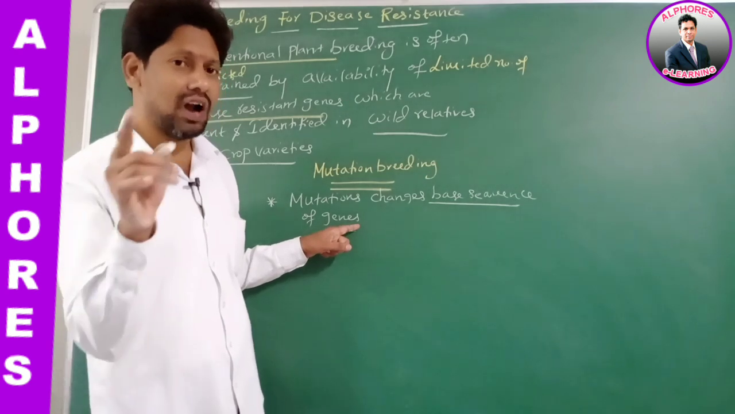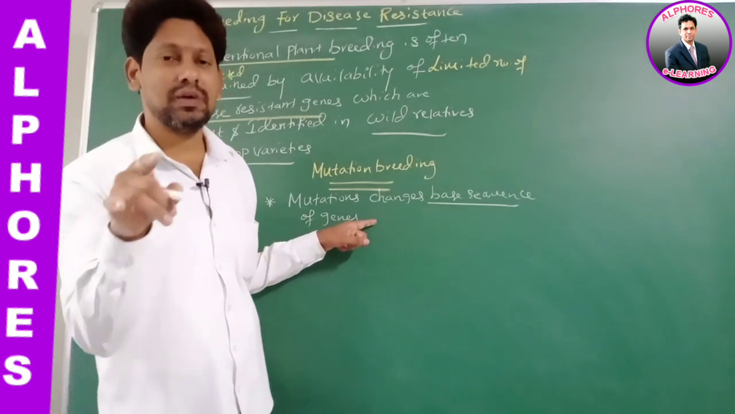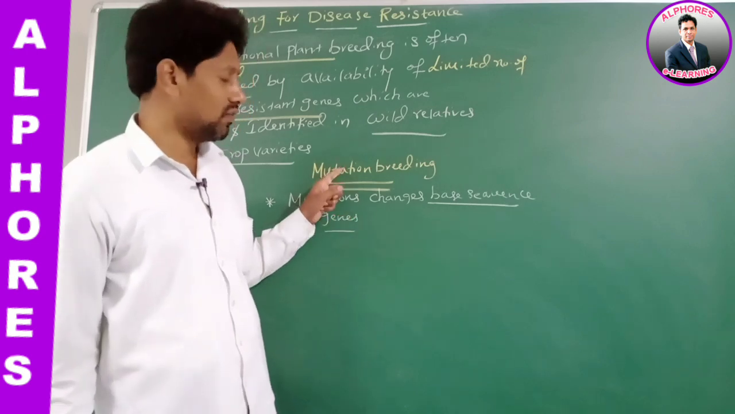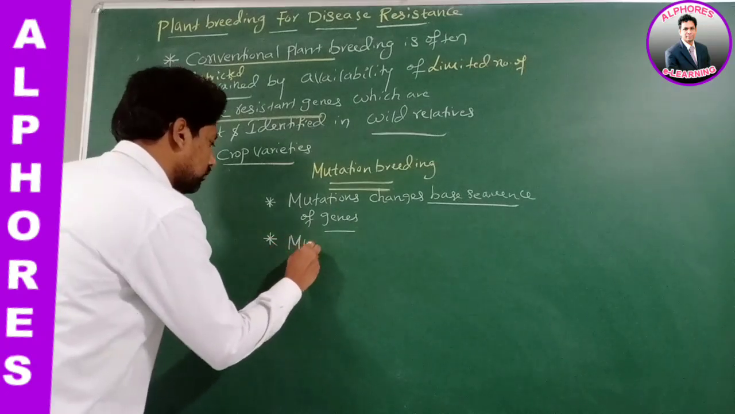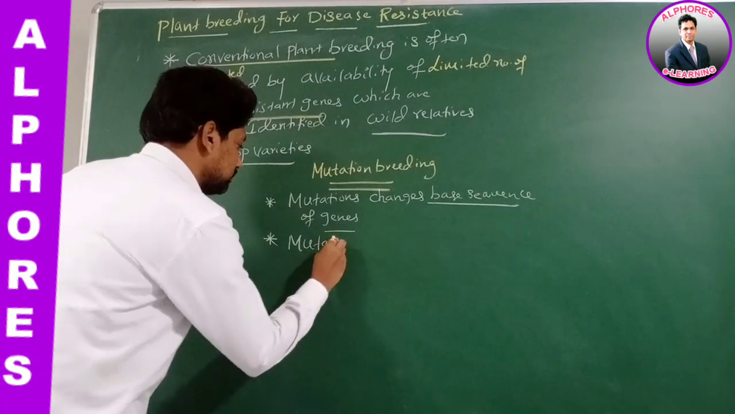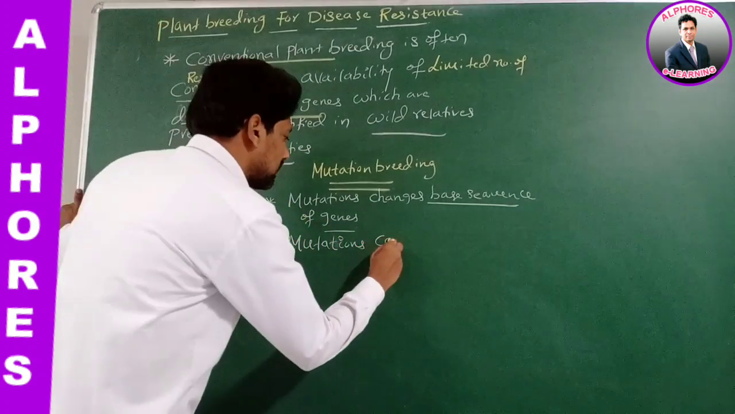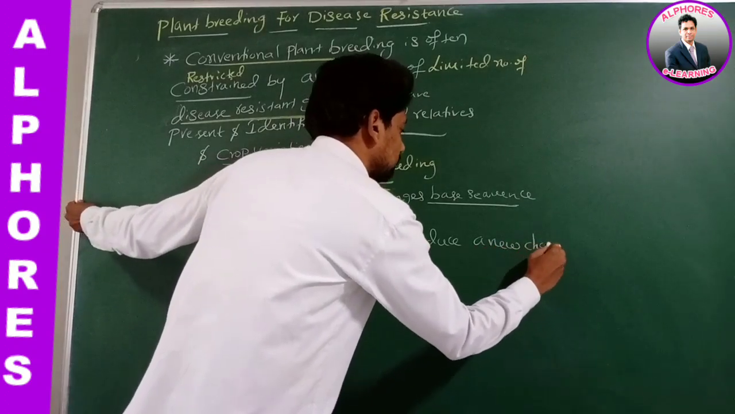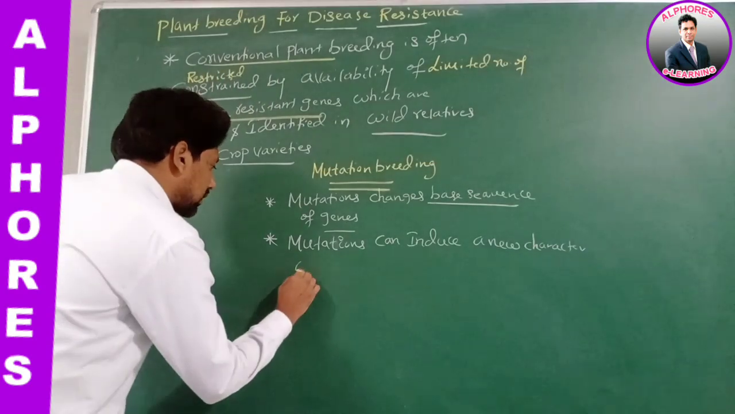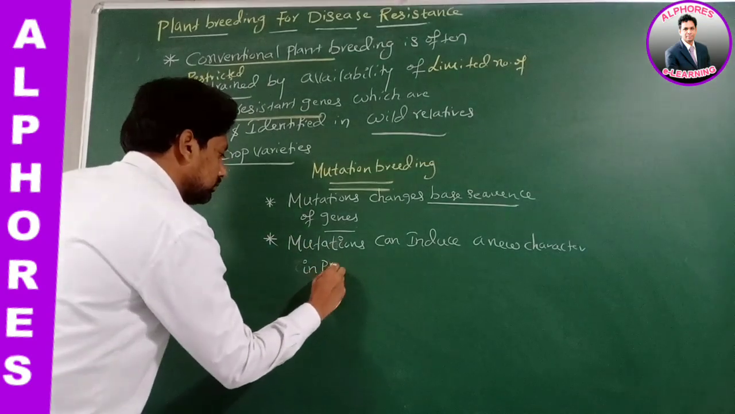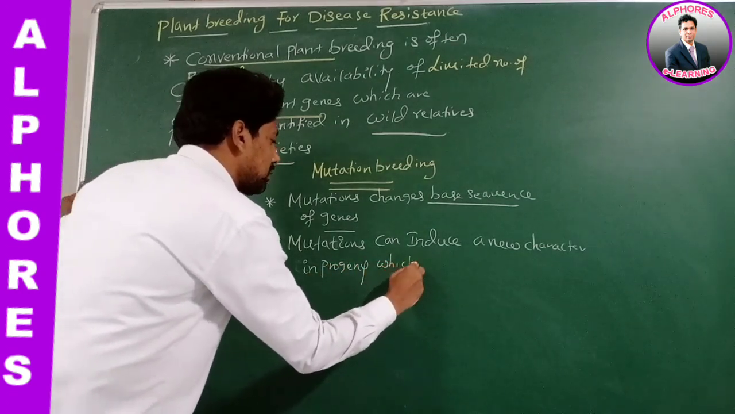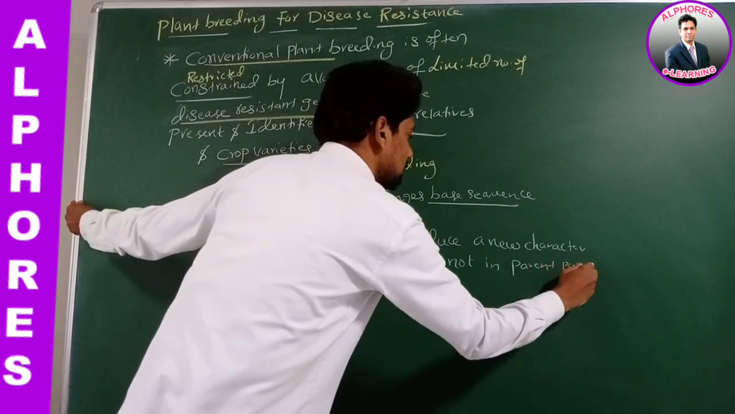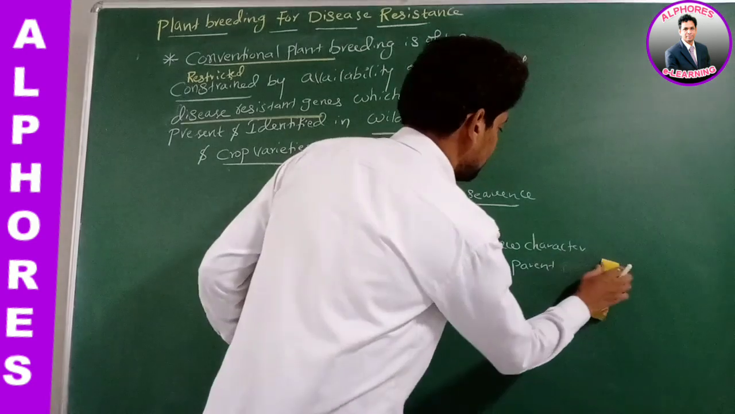So, a character which is not there in the parent plants can be induced in the progeny by what? Mutations. Therefore, mutations can induce a new character in progeny which is not there in the parent plants. Is this statement okay? Which is not there in what? Parent plants.